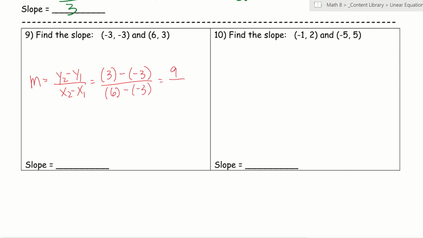Equals what? We got 9. Oops, not 9. We got 6. And we got, that's a 6, I promise, not a B. 6 minus, this is 9. 6/9, 2/3.